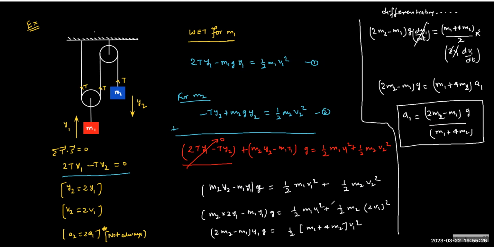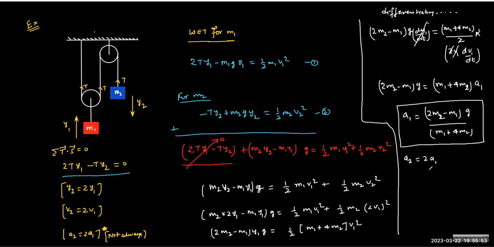Understood? Is it clear? Yes, sir. Okay. So this is how we write the answer. Once you get A1, then A2 will be twice of this value, so no need to solve. A2 is twice of A1 and then we are done.